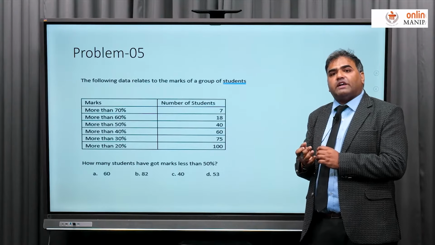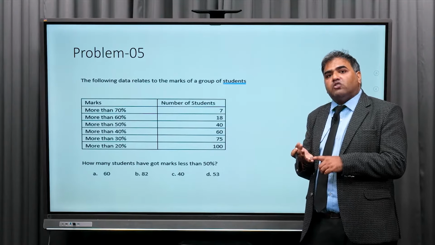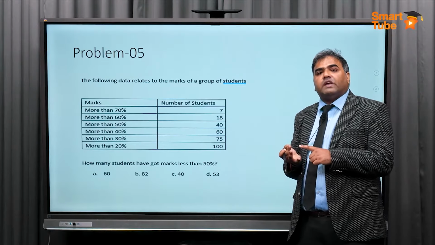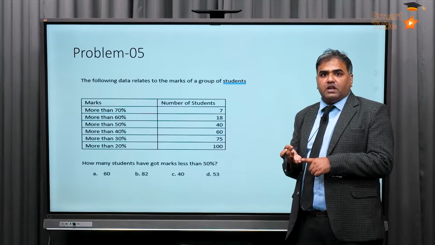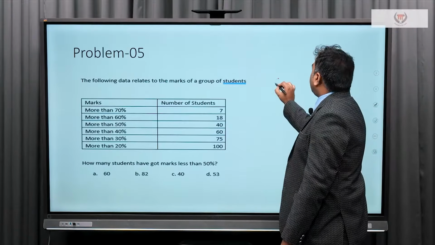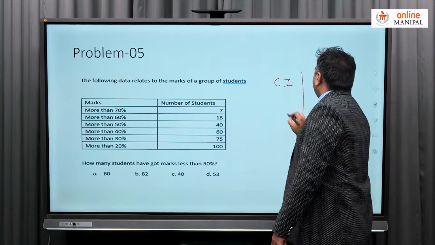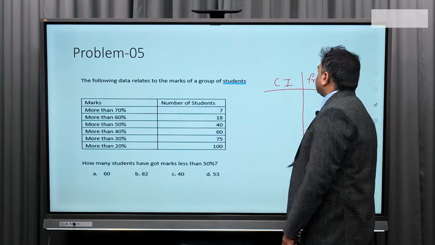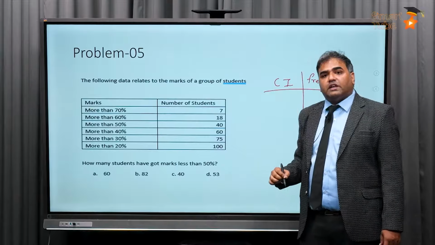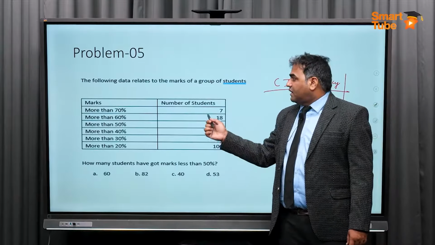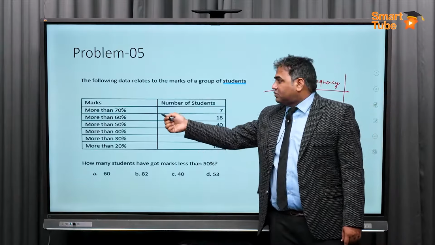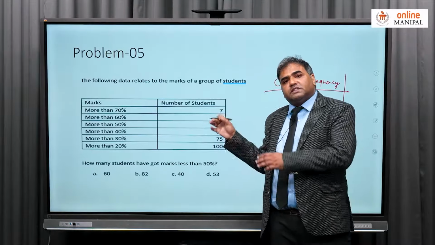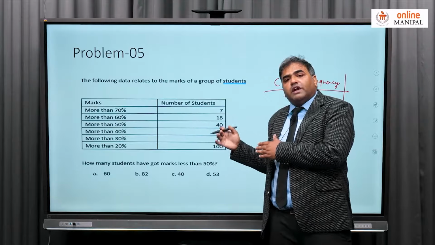Very important fact, you need to understand that whenever you are organizing the data in the form of class interval and frequency, it should be exclusive class interval. So for that I'll draw here class interval and I'll write here frequency. Here, if you understand the data, because this problem is not given in the form of class interval, you need to understand this problem is all about cumulative frequency.